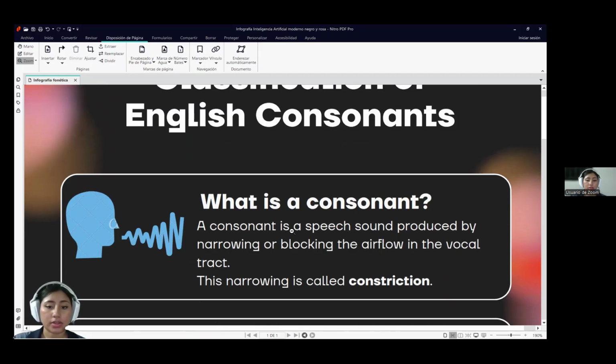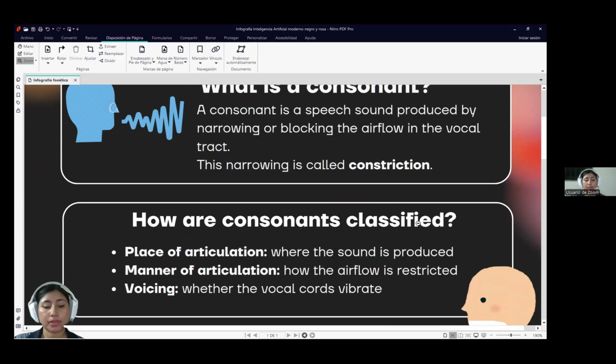Well, a consonant is a speech sound produced by narrowing or blocking the airflow in the vocal tract. How are the consonants classified? Well, they are classified by place of articulation, that is, where the sound is produced, manner of articulation, that is, how the airflow is restricted, and voicing, that means whether the vocal cords vibrate or not.